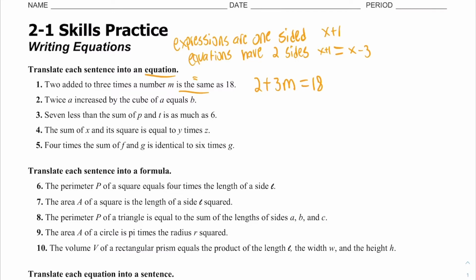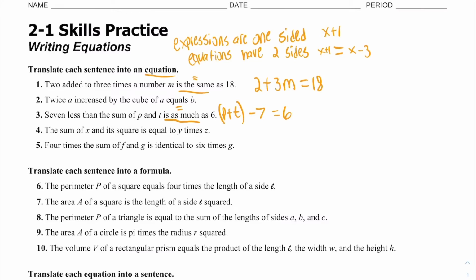We'll go to number 3 because I have more space down there. 7 less than. So that means we're going to be taking off 7. That 7 is going to be what we are removing because we're 7 less. Then the sum of p and t. The sum means adding p and t. You can put the parentheses or you can leave them out because of the associative property. Is as much as 6. So that part's the equal sign. Equals 6. We get p plus t minus 7 equals 6.